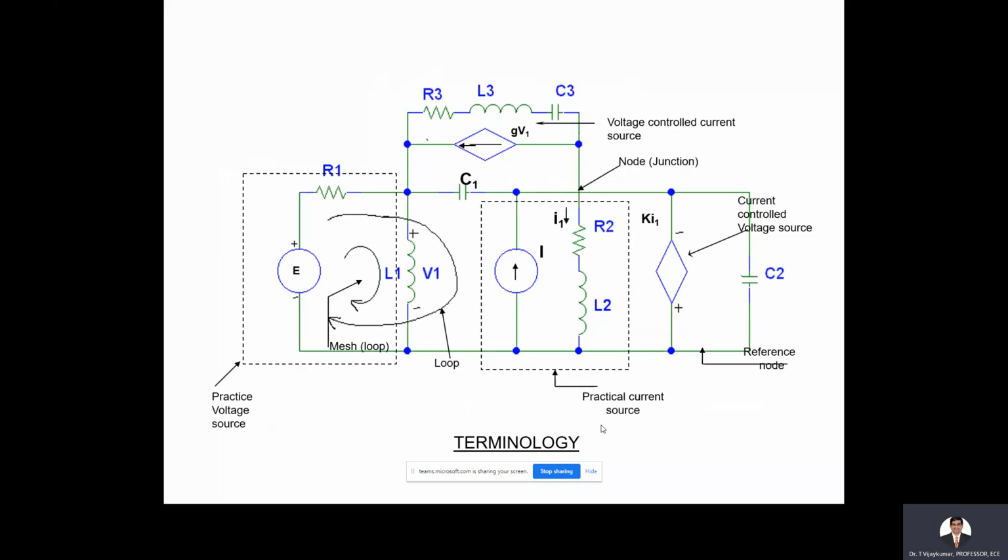So what is meant by a node or junction? A node or junction is nothing but an interconnection of two or more branches meeting at a point. We can call it a node, or we can call it a junction. You can observe in the diagram where the dot is. That we can call a node. Wherever there are dots, we call that a node.